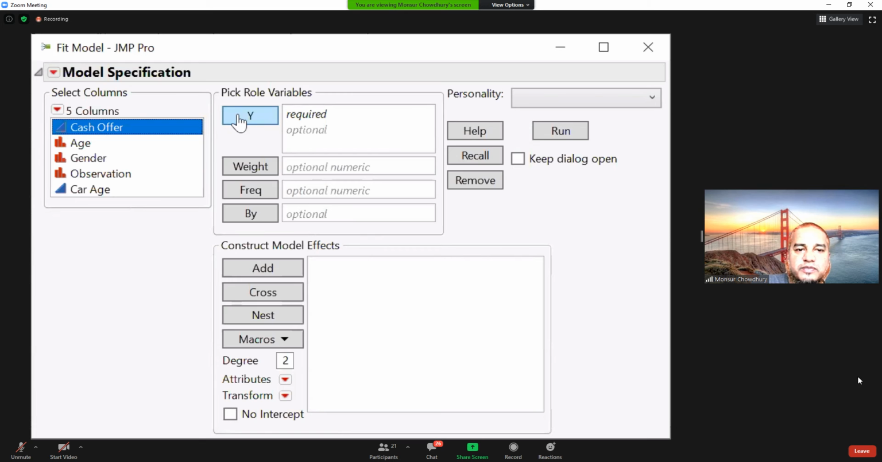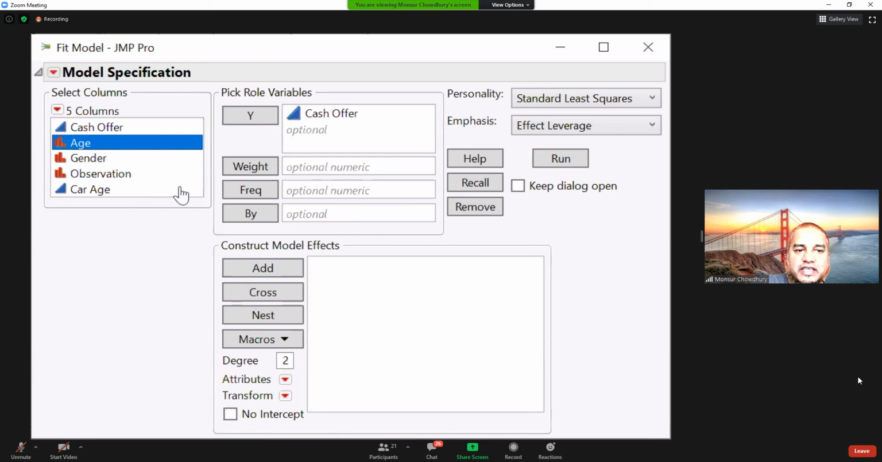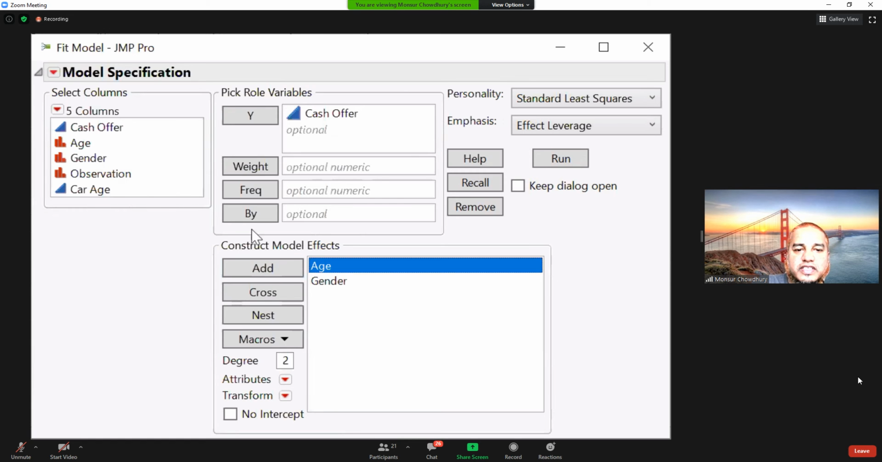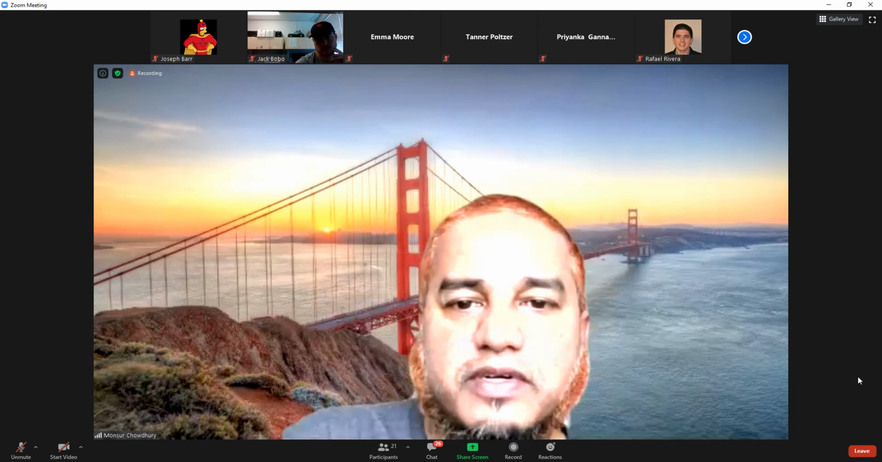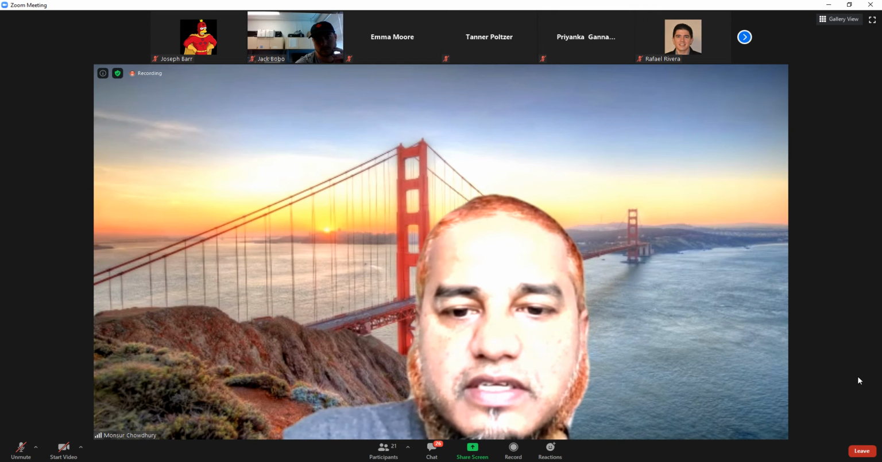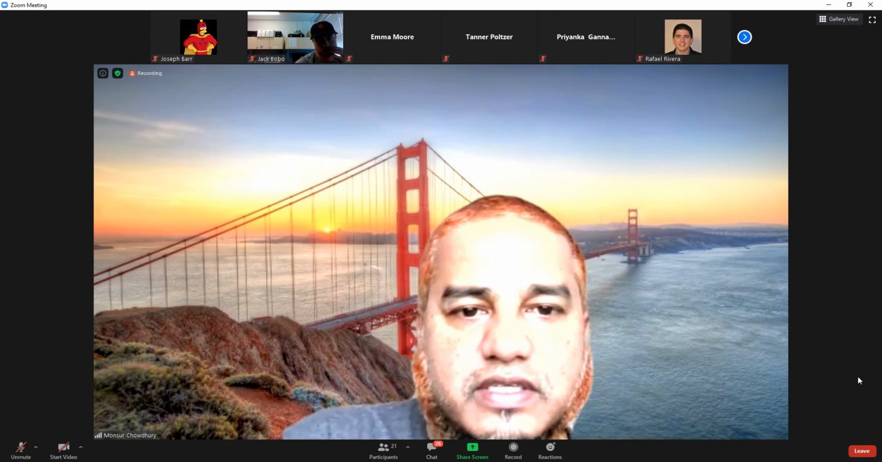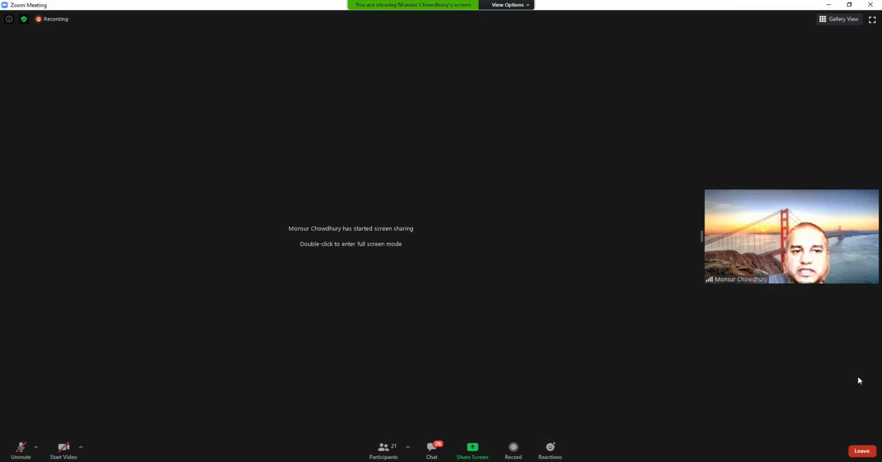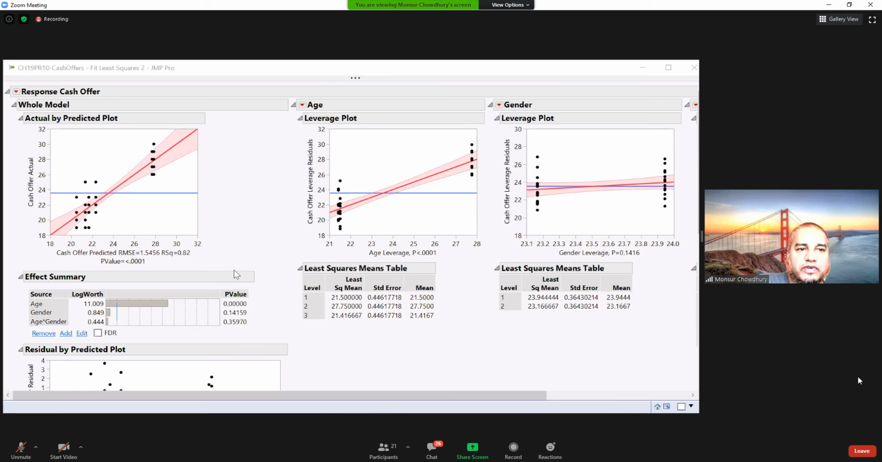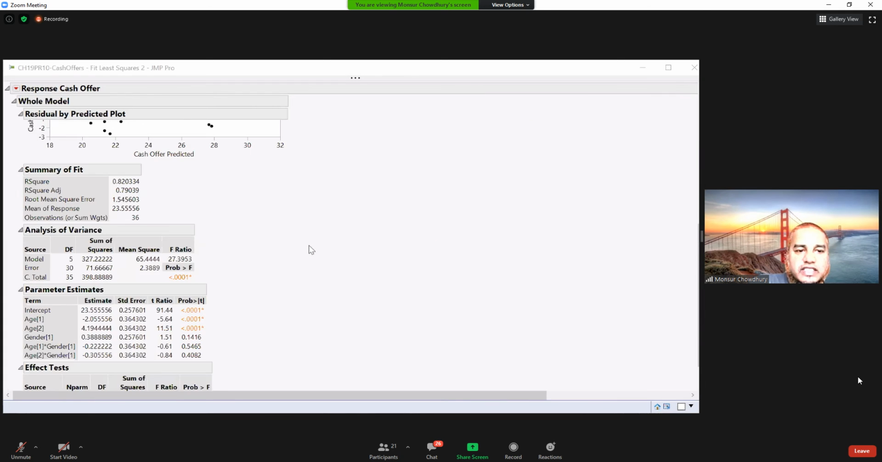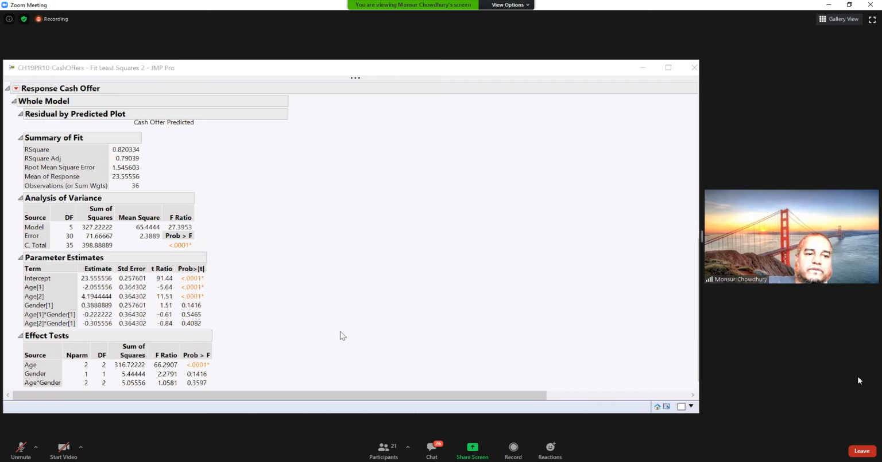So cash offer is our response variable. Age is our factor variable, one. Another one is gender, and we are looking for the interactions between age and gender, the cross product. Then you fit the model. If you go and look at the result, you can see here it's clear why we put the two contrast interactions.